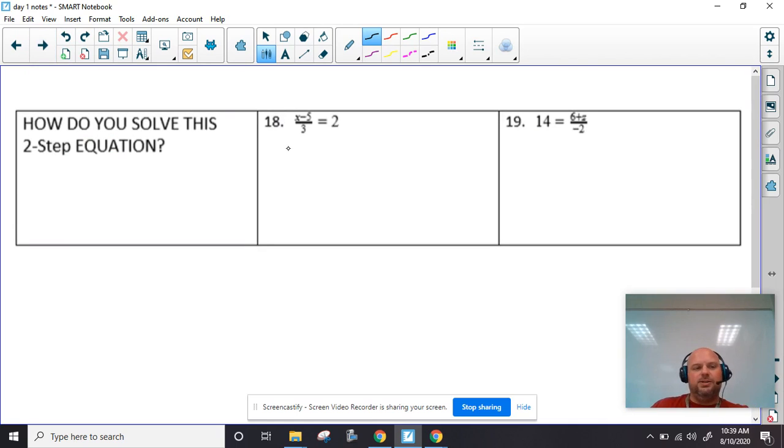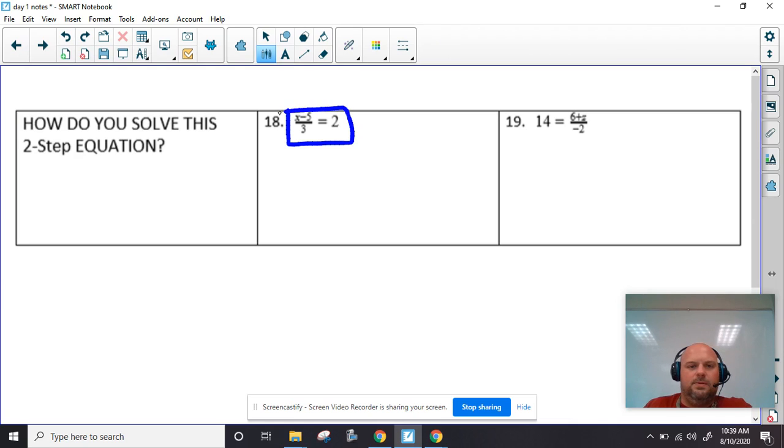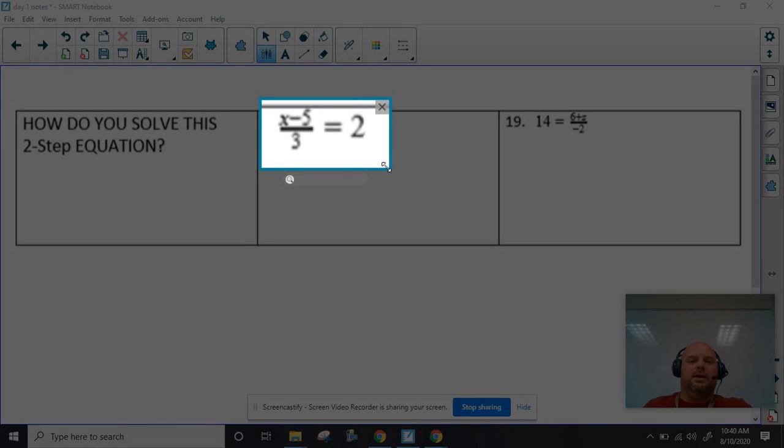All right, how do you solve this two-step equation? Well, let's think about it. I want to zoom in just a little bit. Okay, so if we look at this, right here, x is on top. Don't let that freak you out.